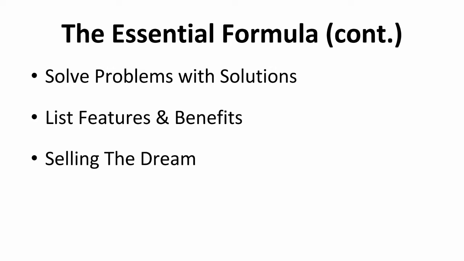The next component is all about highlighting features and benefits. Features are what your product can do. Benefits are what said features can do for your customer. You need to highlight both of these equally in your sales letter. In your sales letter, you also want to focus on selling the dream. What you need to do is show them how this product will not only solve their immediate problems, but also increase the overall quality of their lives.